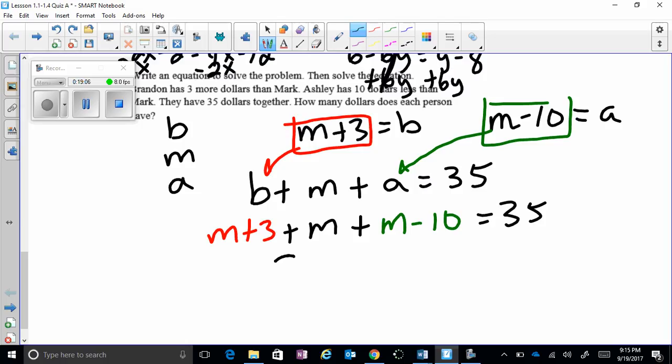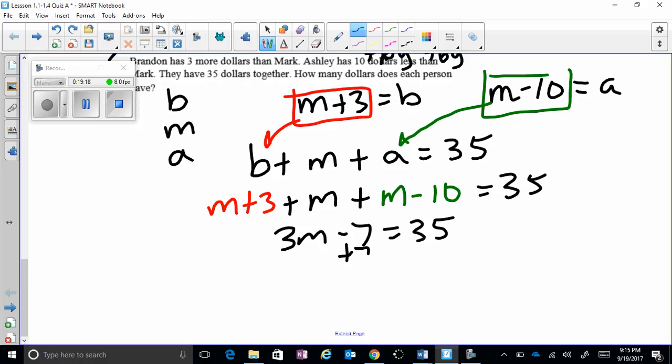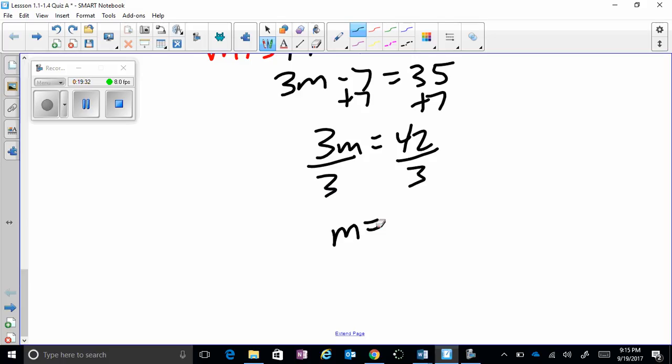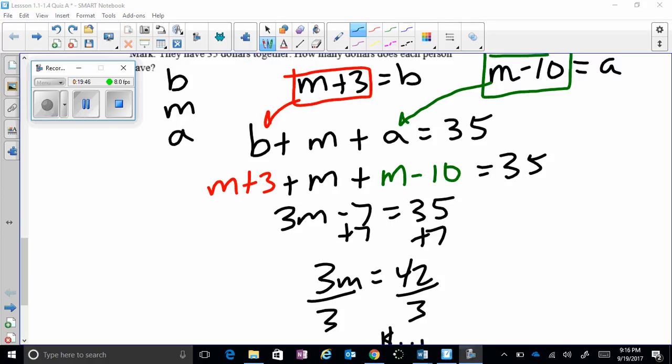So m plus m plus m is 3m. 3 minus 10 is negative 7. So first, like as always, when solving equations, we simplify. And then we use our properties of equality. So we want to make that 0, because 3m plus 0 is just 3m. And that gives me 42. And then divide to make that a 1m. So Mark has $14.